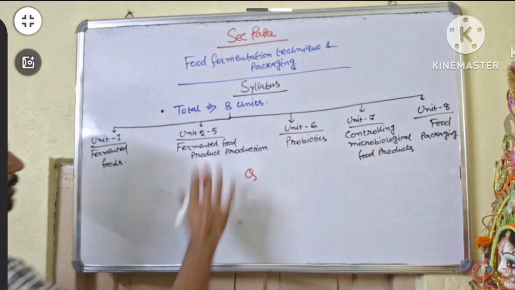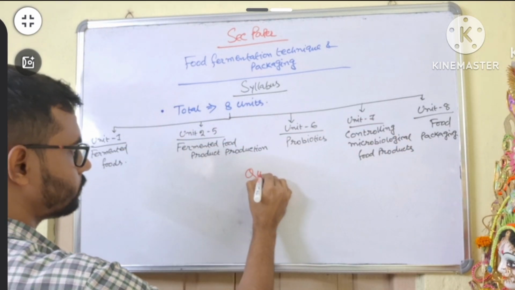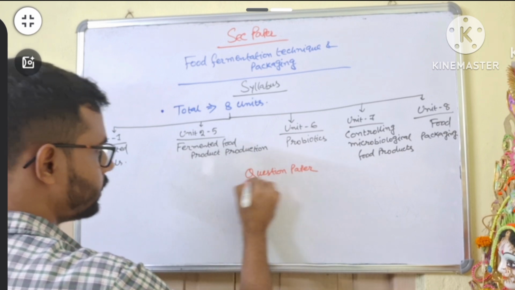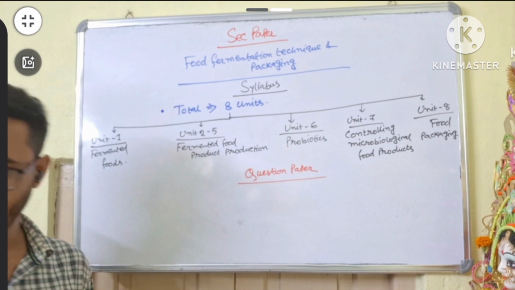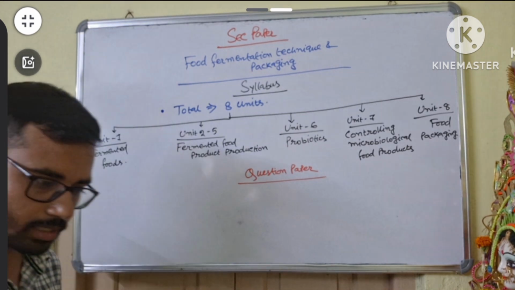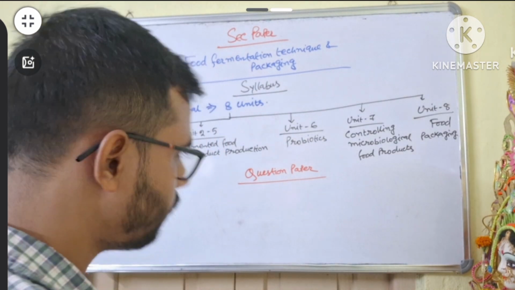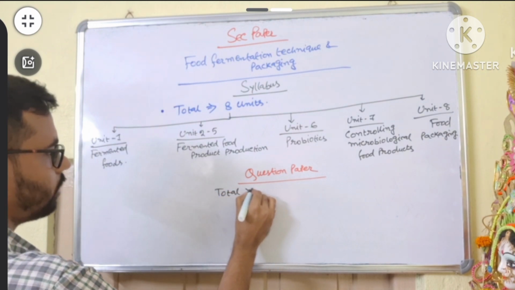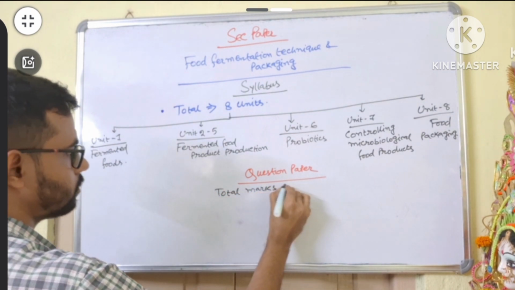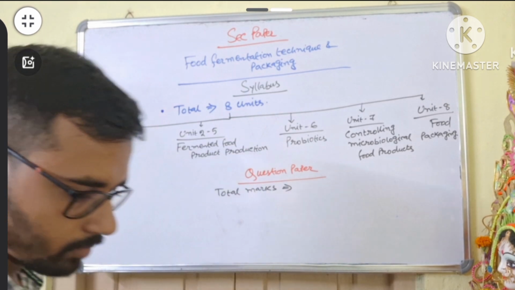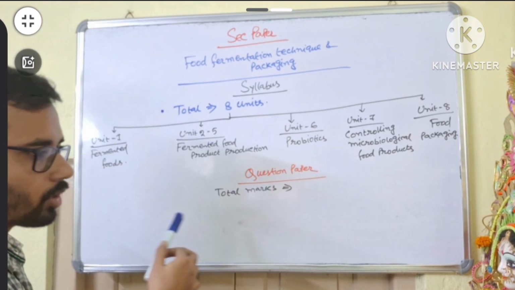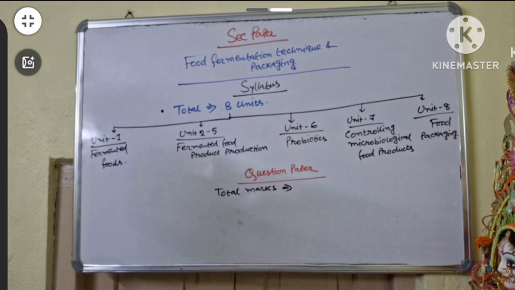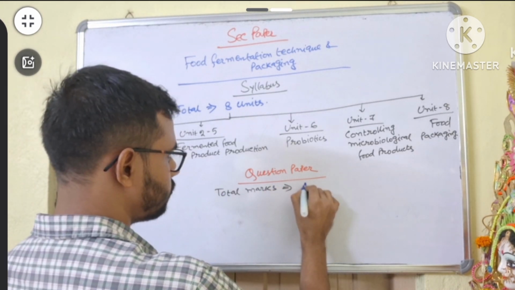This is the syllabus you have to do, a total of 8 units. This SEC paper is only theoretical, no practical. It is completely theoretical and the total marks of theory are 100. But in the previous core paper, there was practical 25 and theory 75. Here the total theory marks are 100.